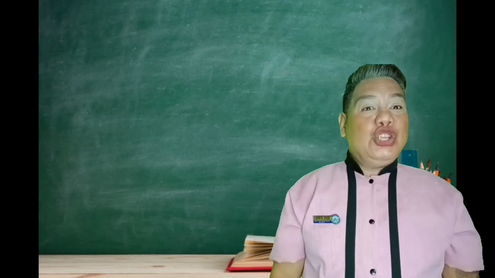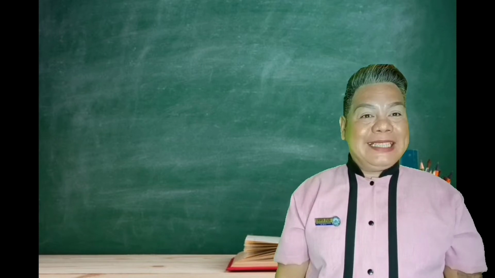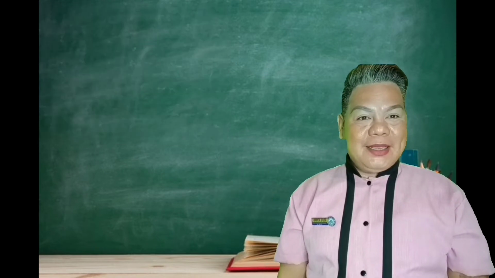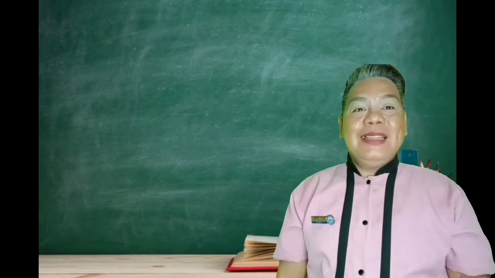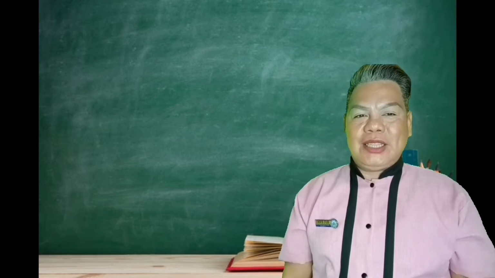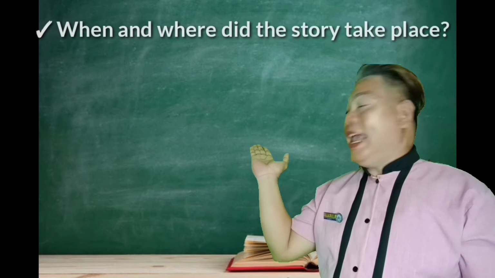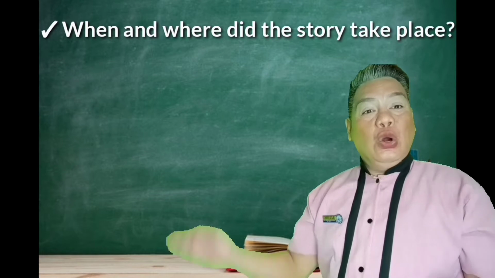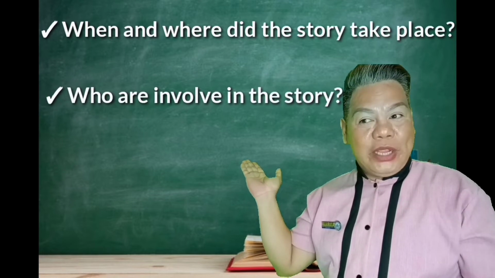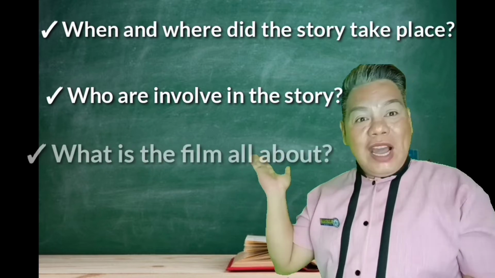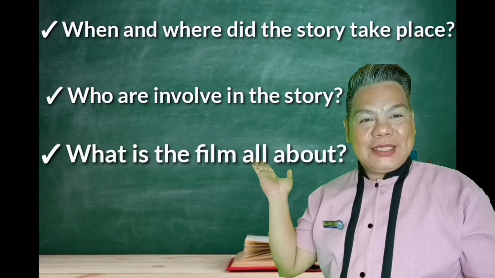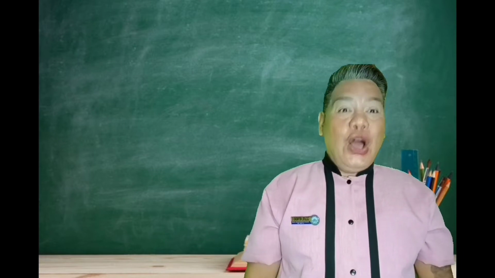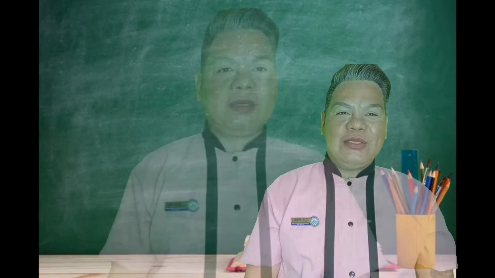This time, you are going to watch a short film entitled The Necklace by Guy de Maupassant. While watching, take note of the following questions. When and where did the story take place? Who are involved in the story? And what is the film all about? Are you ready to watch the film? Okay, you may start now.